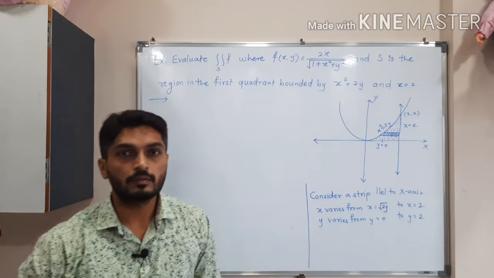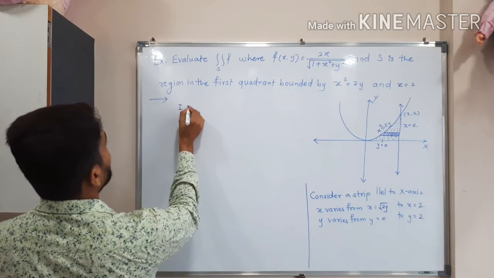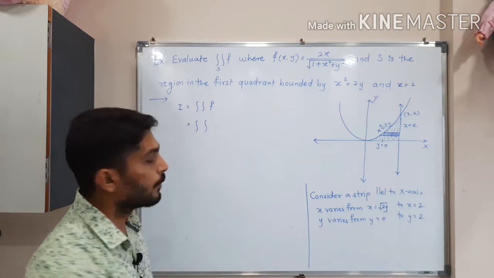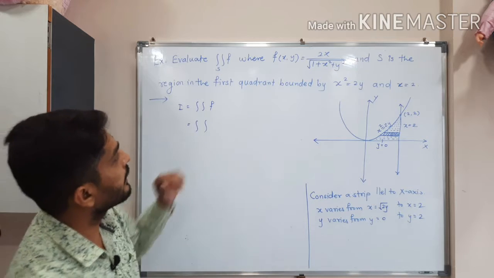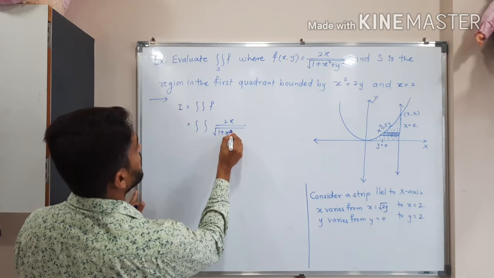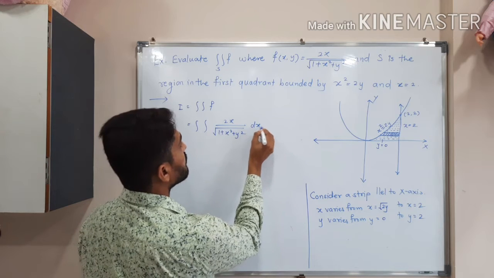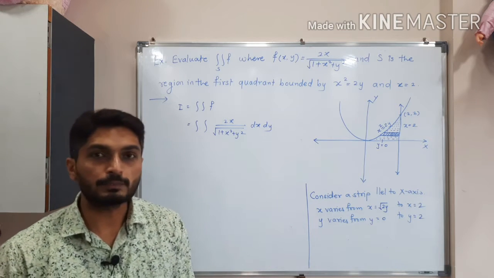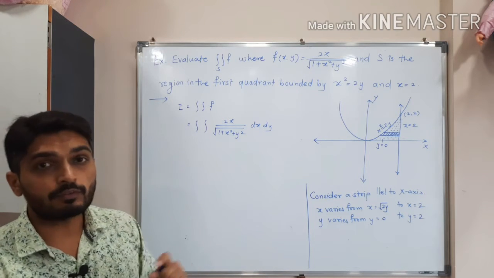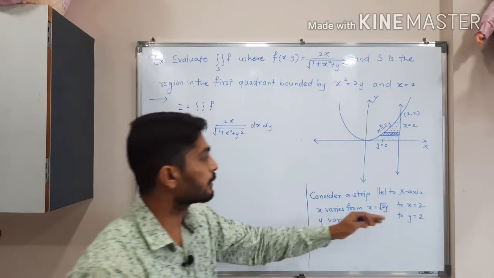Okay, so let us continue. So what will I do here? I is equal to the double integration of f. What is my f here? I will write our f is that, so I should write 2x upon root of 1 plus x square plus y square, right? And here I will write dx first, after that I will write dy, because our strip is parallel to the x-axis, so that's why I should write dx first, correct? So let us write the limits of x first. Limits of x are root 2y to 2 and limits of y are 0 to 2.